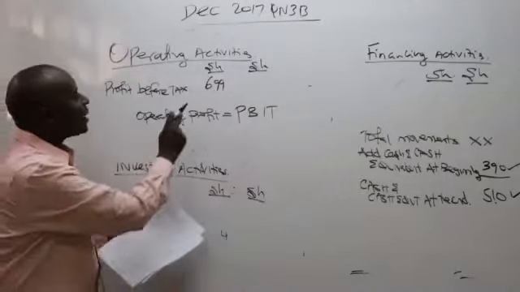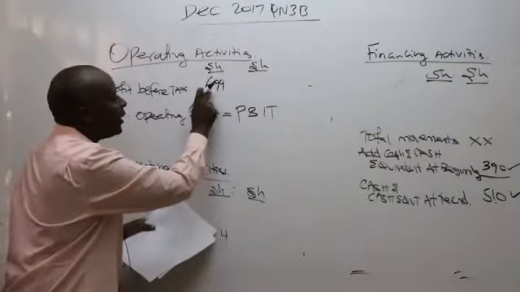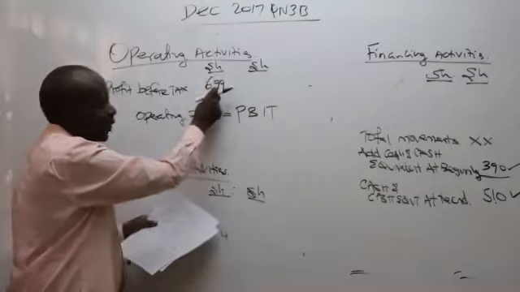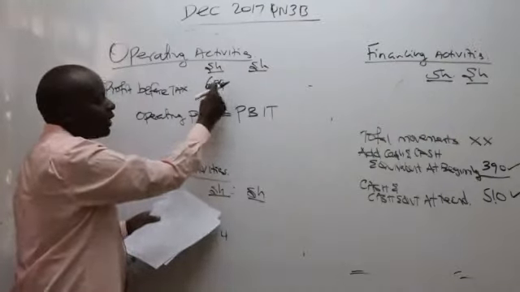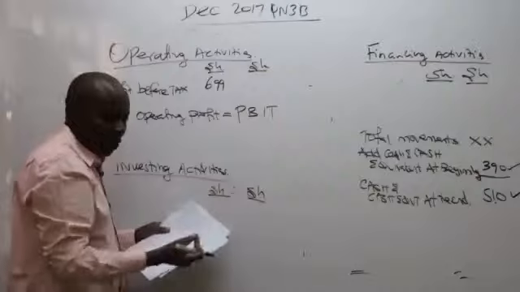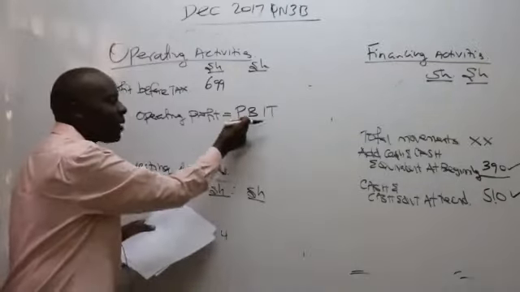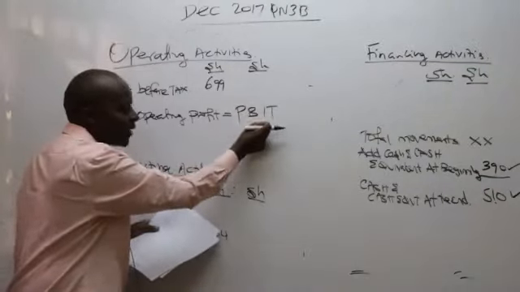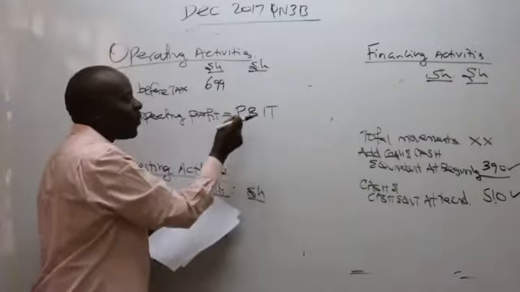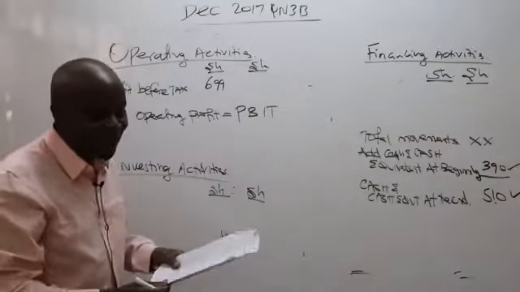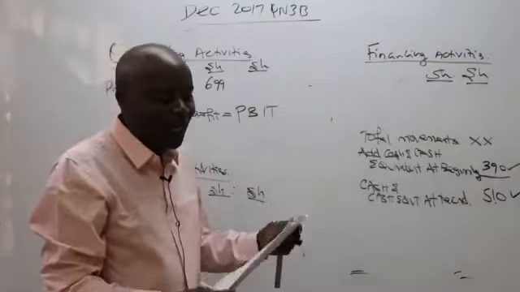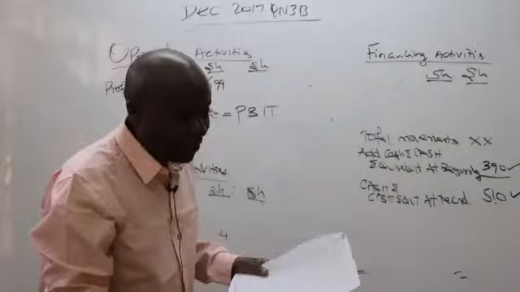So meaning that to get this figure, these guys must have subtracted the interest. So what we need to do very fast is to add back the interest. We must always begin from the profit before interest and tax. Are you able to see the interest charge for the year? They say it is 450, isn't it?